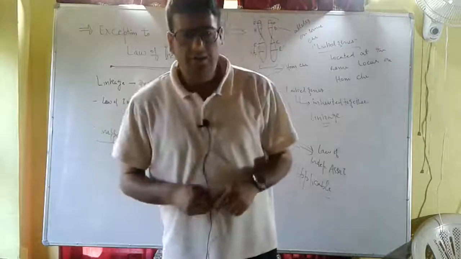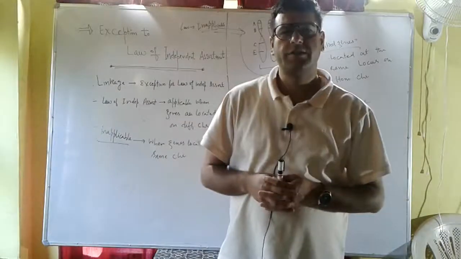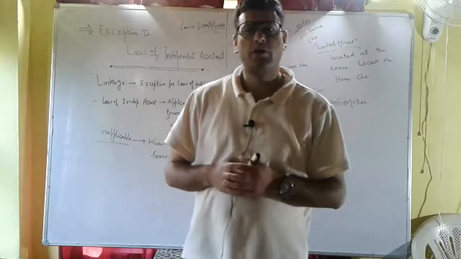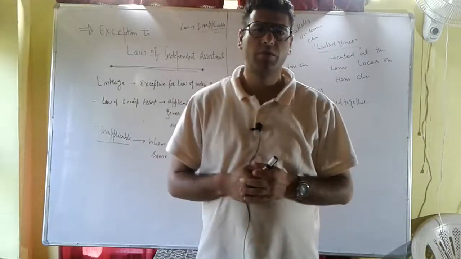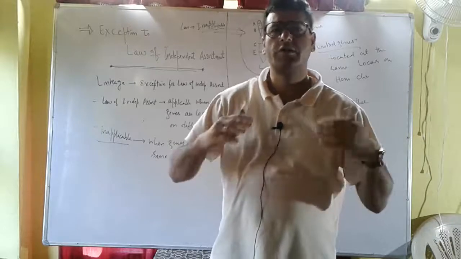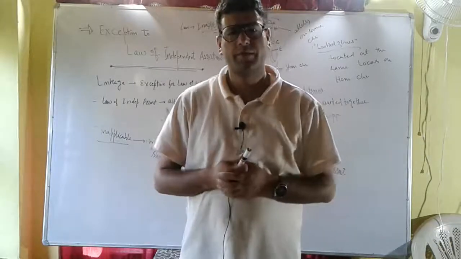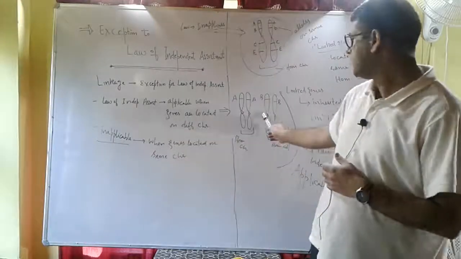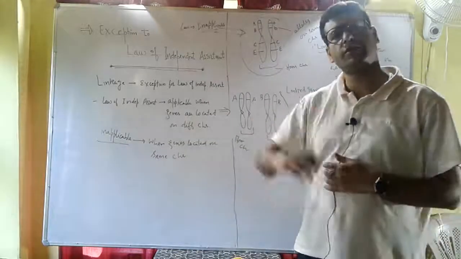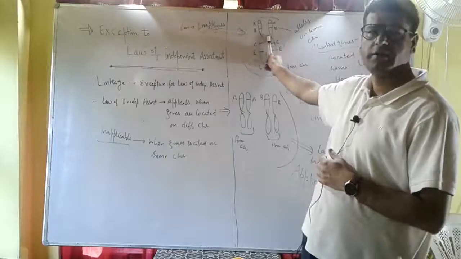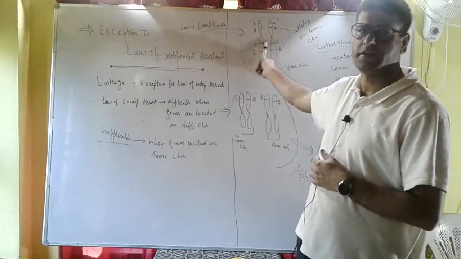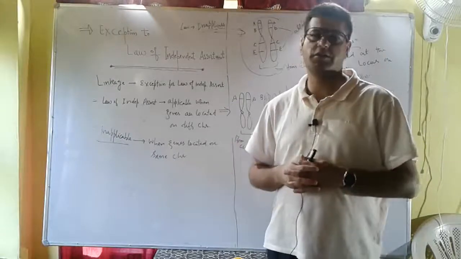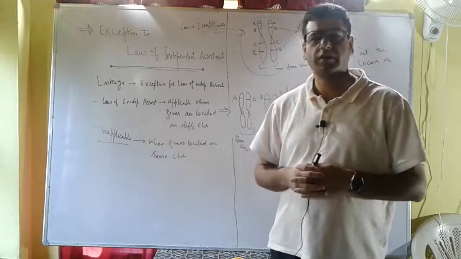So we can say that linkage is an exception to the law of independent assortment. The law of independent assortment is applicable when the genes are located on different chromosomes. If the genes are located on the same chromosome, then the law of independent assortment is inapplicable. And when the genes are located on the same chromosome, they are called linked genes.